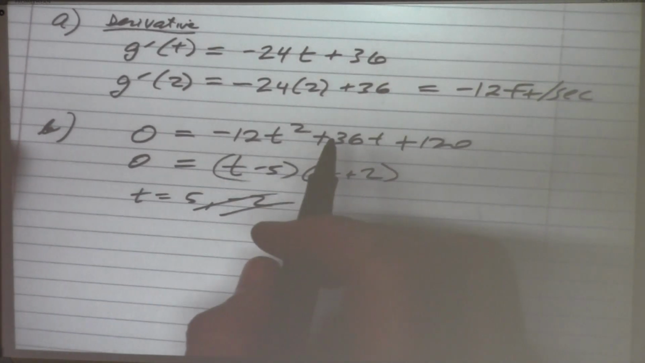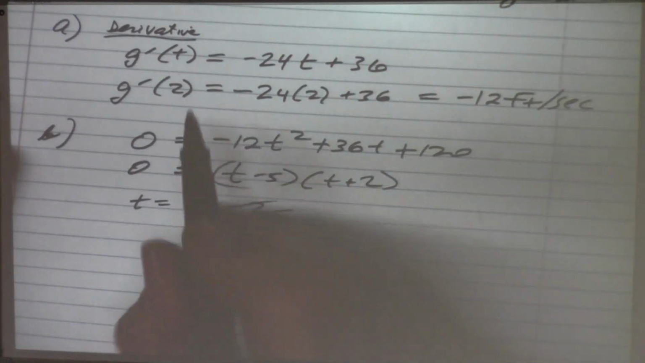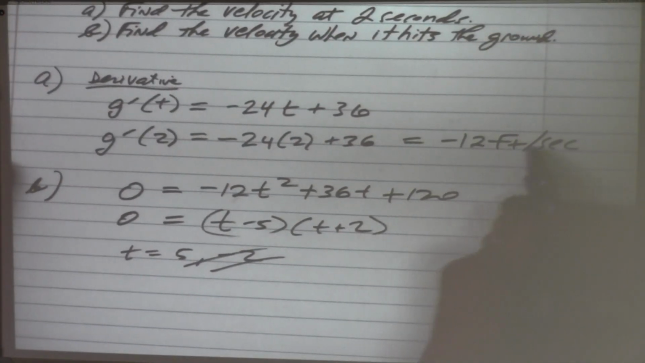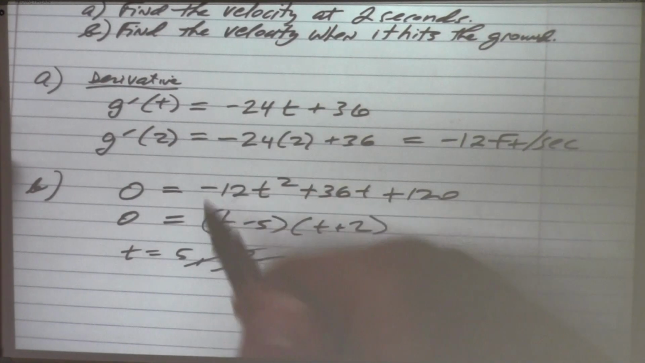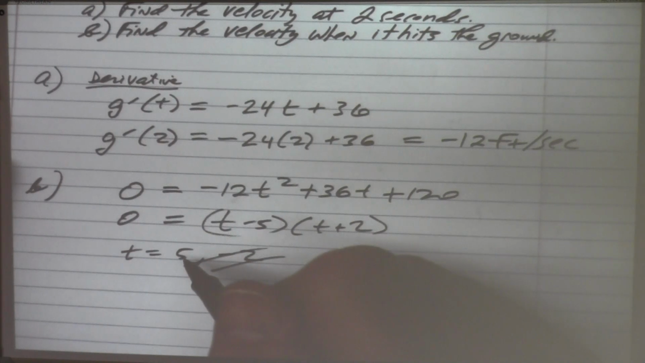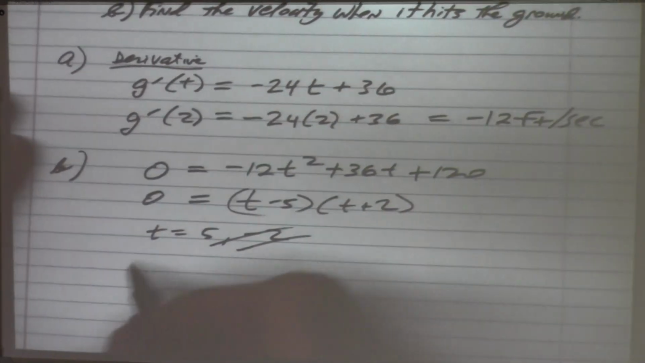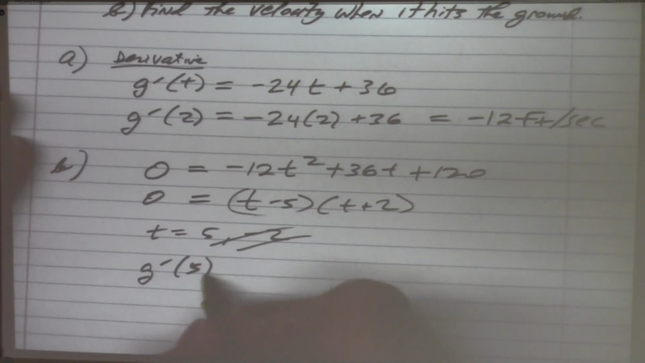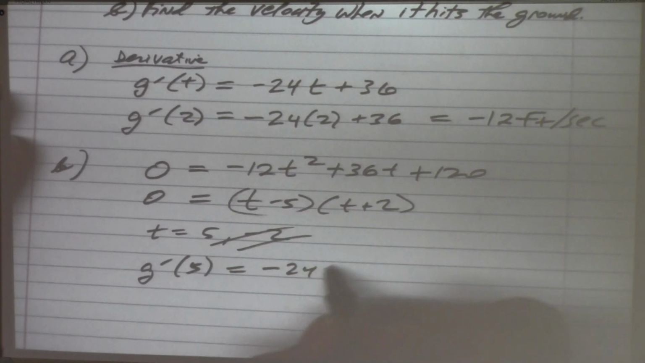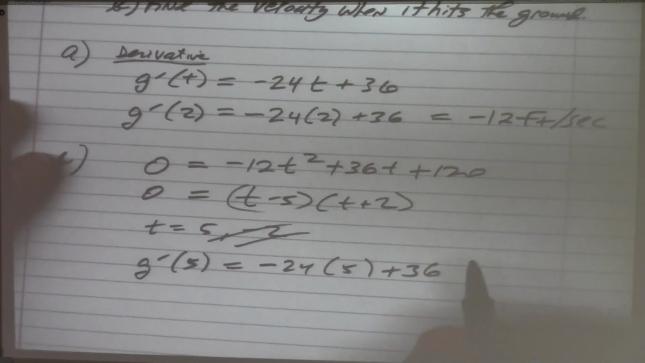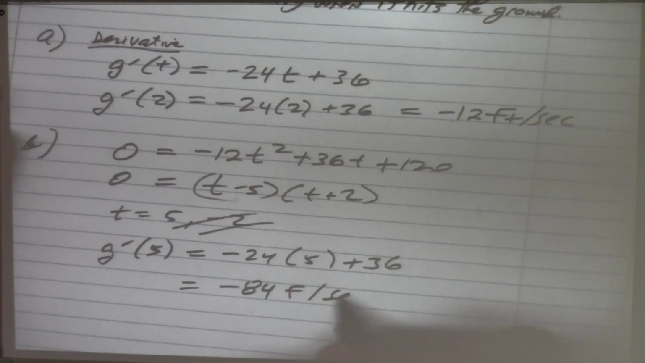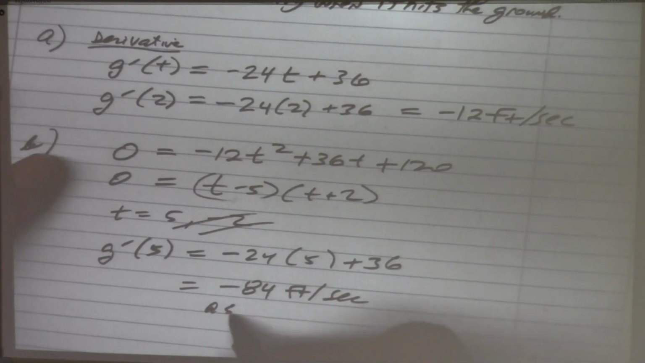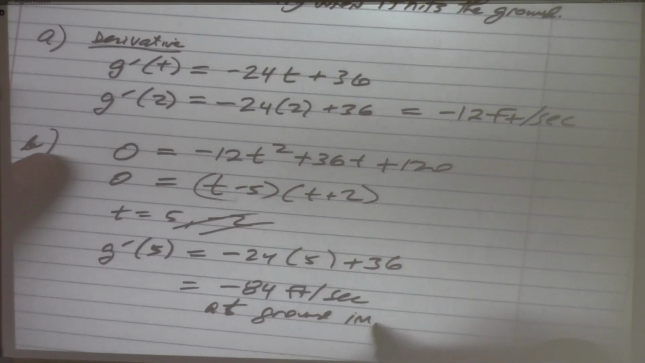Now what we're going to do is take the derivative and put the 5 in. We found the velocity at 2 seconds was negative 12 feet per second, and now we know that at 5 seconds it will hit the ground. For the velocity, we'll use this form. So g prime of 5 is equal to negative 24 times 5 plus 36. And that comes out to negative 84 feet per second as it hits the ground, or I'm going to say at ground impact.